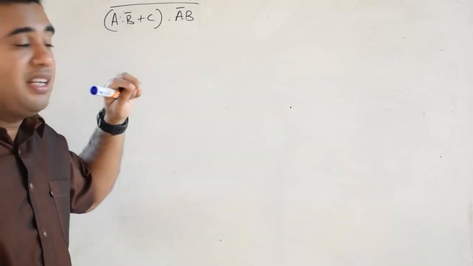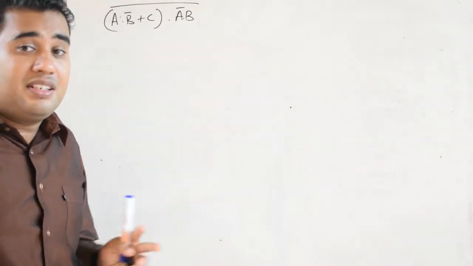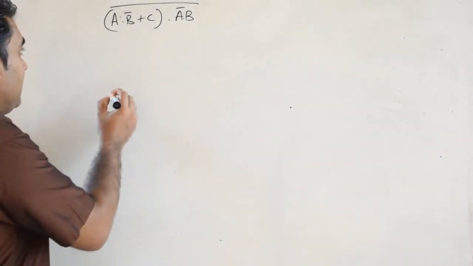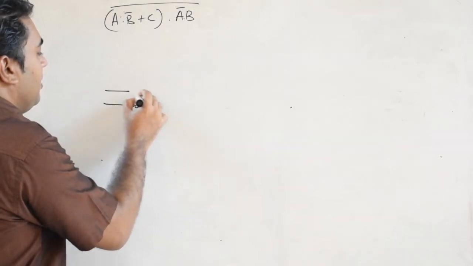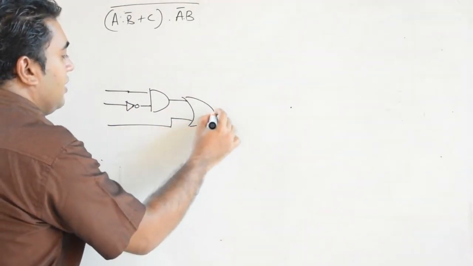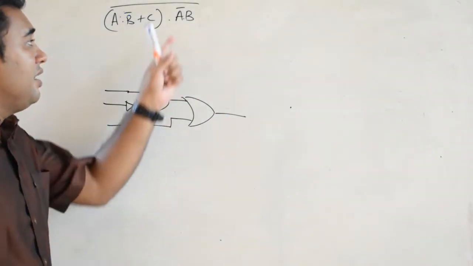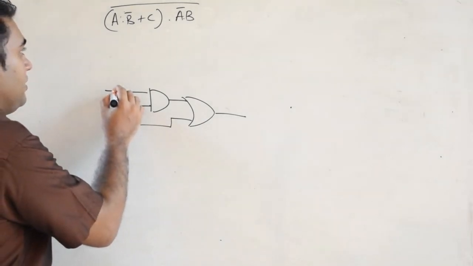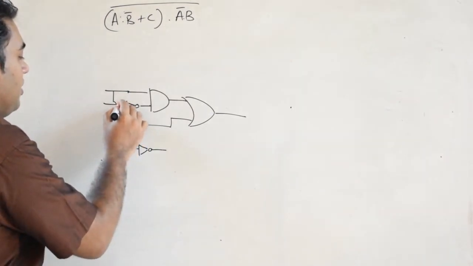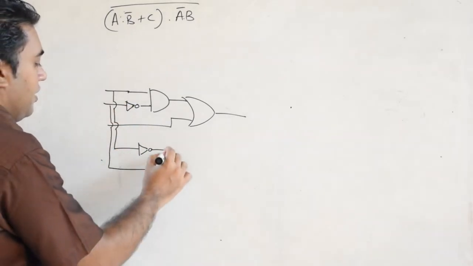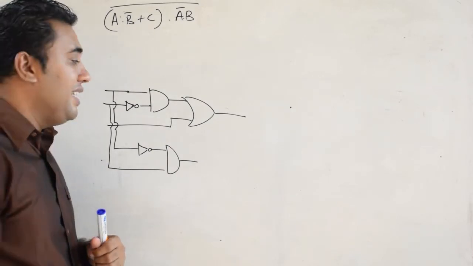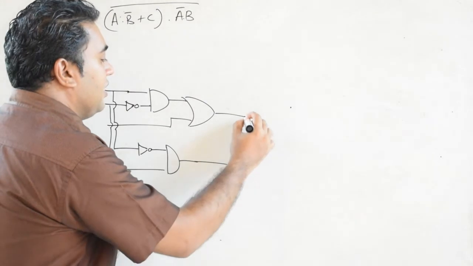When we consider the part within the parentheses, A dot B bar plus C, there are another two parts, and those are two inputs to an OR gate: A dot B bar, plus C. This is the part within the parentheses, and we have to create A bar dot B. That is again using the AND gate, and those two will go through another dot, which is another AND gate.